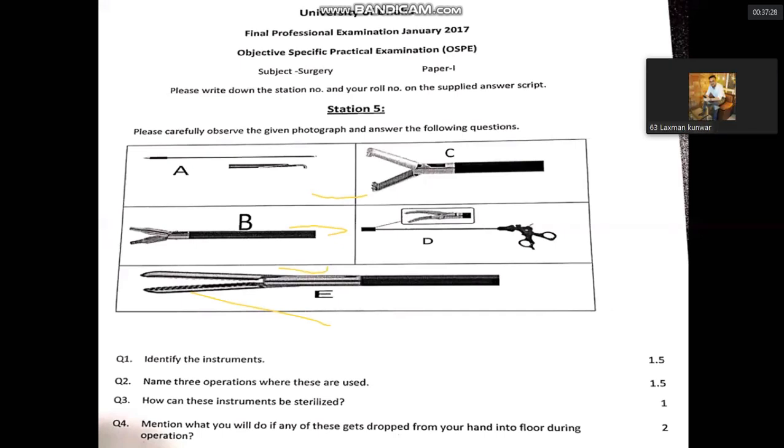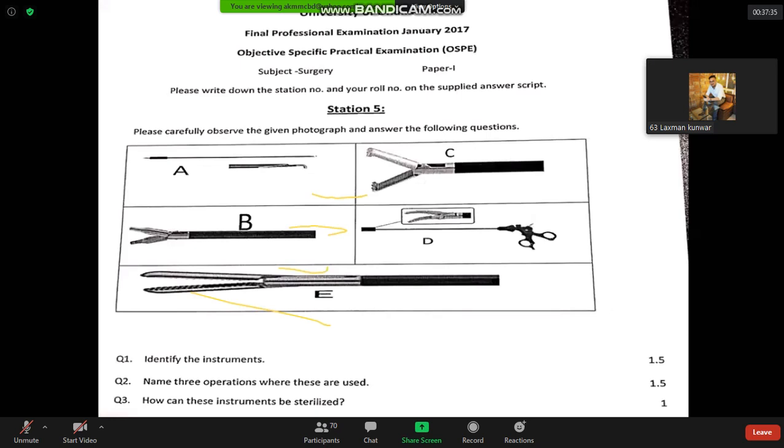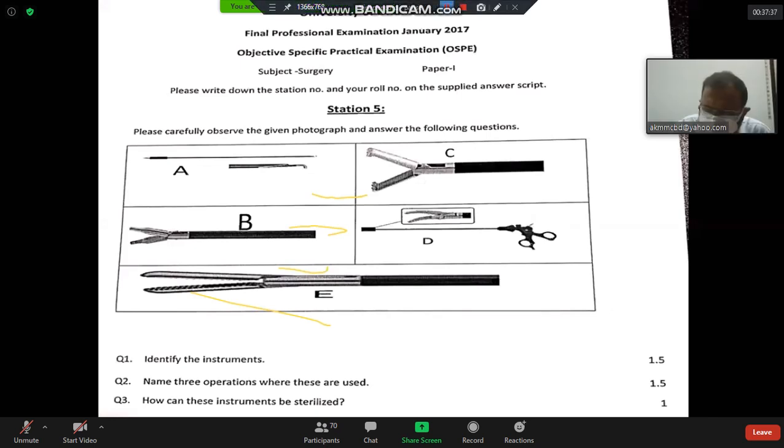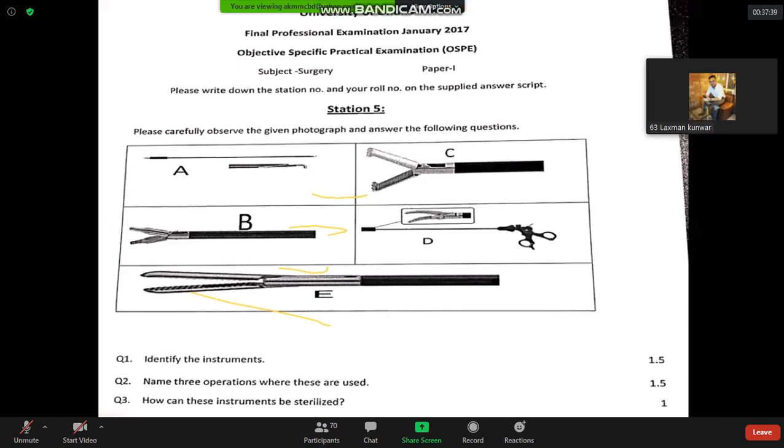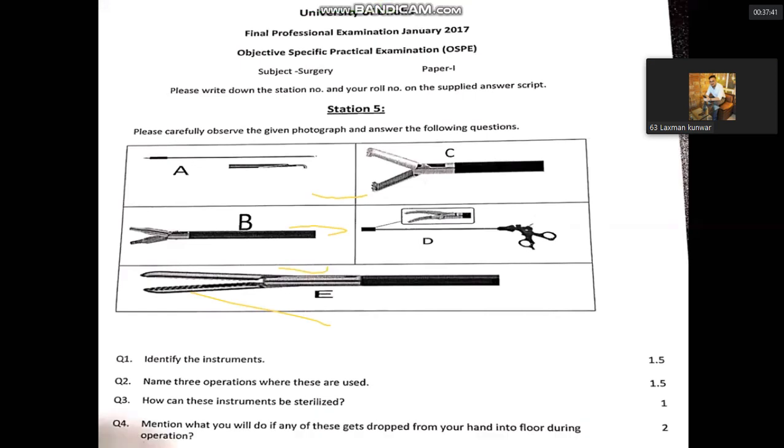Okay. How can you sterilize these instruments? Overnight, 4 to 8 hours, sir. Overnight or 4 to 8 hours? 8 hours, immersion in 2% glutaraldehyde. Very good. For the first case, and 15 minutes for the subsequent cases. Okay, 15 minutes immersion.